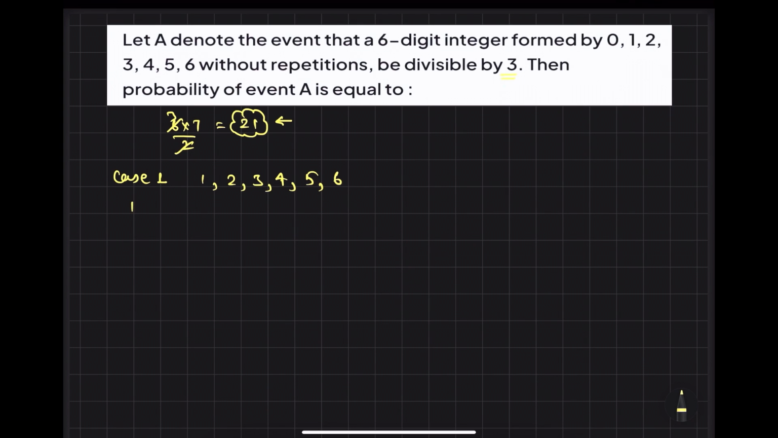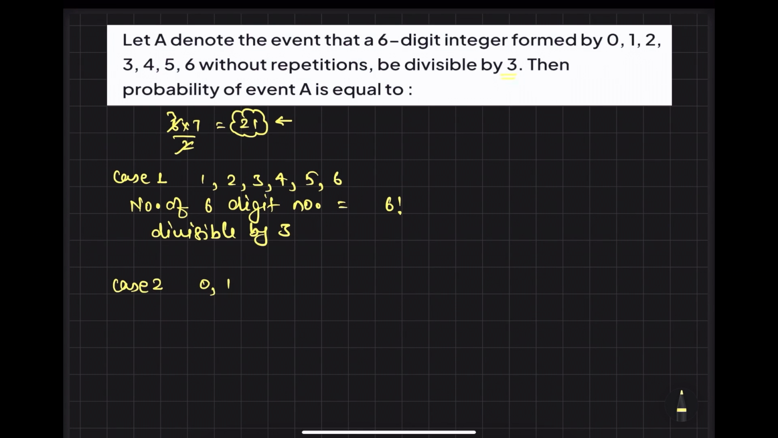So the number of favorable cases, the number of 6-digit numbers divisible by 3, is 6 factorial. Now case 2. In the previous case we removed 0. Now we will remove 3. So we are left with 0, 1, 2, 4, 5, 6.